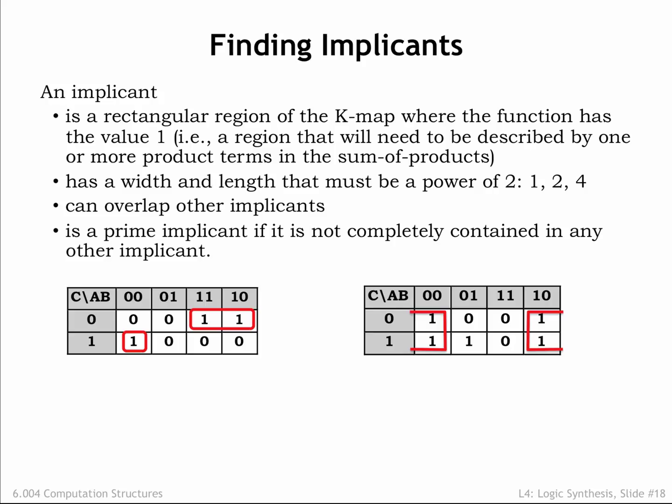It's tempting to draw a 1 by 1 implicant around the remaining one, but actually we want to find the largest implicant that contains this particular cell. In this case, that's the 1 by 2 prime implicant shown here. Why do we want to find the largest possible prime implicants? We'll answer that question in a minute.